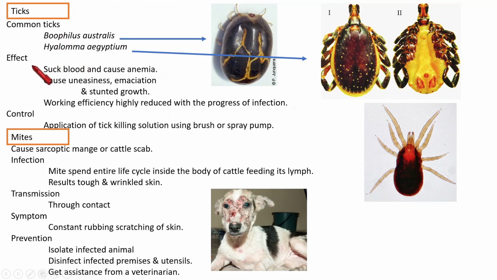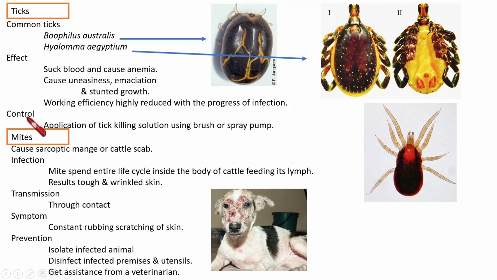What effect does it cause to dairy animals? It sucks the blood. As it continuously sucks the blood, it results in anemia. As anemia starts, the animal becomes uneasy. Emaciation means general tiredness, not having enough strength, and stunted growth. The working efficiency of the animal also reduces highly as the infection progresses. So these are the effects: anemia, uneasiness, working efficiency reduction.